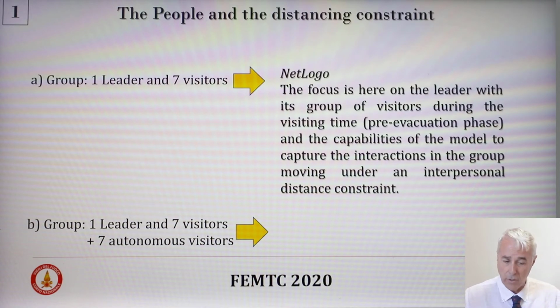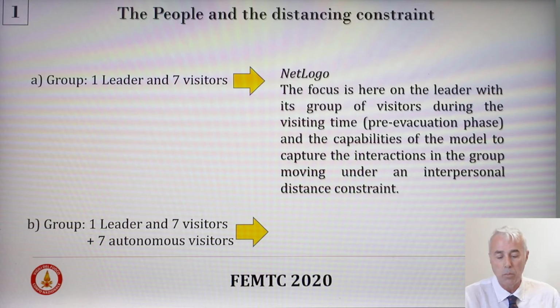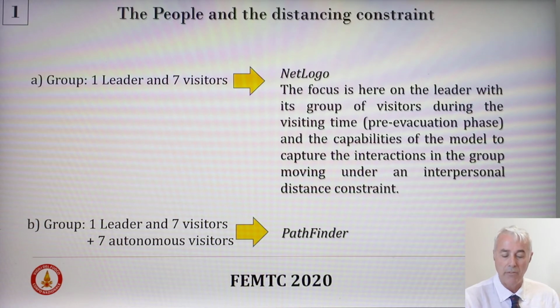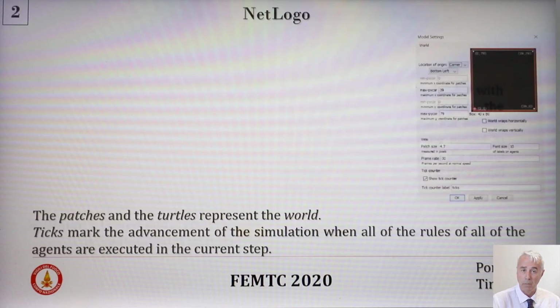NetLogo is used for the first part, the phase where people are moving before the alarm sounds, and the focus is on the leader with its group of visitors during the visiting time, and the capabilities of the model to capture the essentials of the interactions in the group, moving with this interpersonal distance constraint. When we are dealing with PathFinder, we will be focusing on the way the tool is capable of capturing the way people move outside after the alarm has sounded.